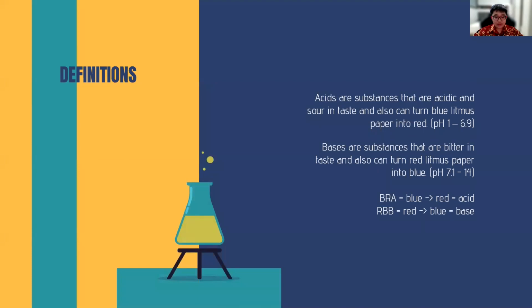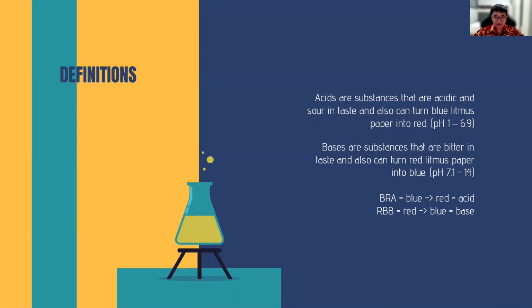For definitions of acids and bases, I will use the general definition. There are 3 more definitions according to each of the scientists, but for this, we will use the general definition. Acids are substances that are acidic and sour in taste, and can turn blue litmus paper into red, which has a pH of 1 to 6.9. Bases are substances that are bitter in taste and can turn red litmus paper into blue, which has a pH of 7.1 to 14.